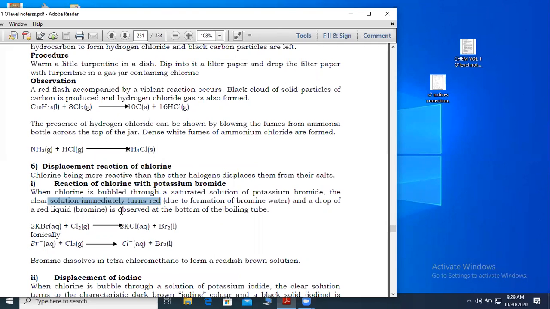So bromine water is reddish brown. Let us also note that down. Bromine water is reddish brown. Then bromine liquid is red. Bromine liquid, I mean bromine which does not contain water.